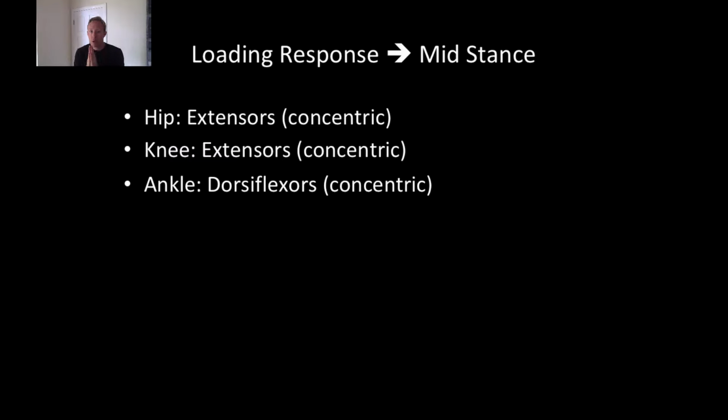So now we're going to move from loading response to mid stance. Remember, mid stance is where the body is in a straight alignment and we're on one leg. So to go from loading response to mid stance, we've got to sort of vault our body forward. What's going to happen is our glutes, our hip extensors are going to contract concentrically. Our knee extensors, our quads are going to contract concentrically. And our ankle dorsiflexors are going to contract concentrically. All of those muscles are contracting and shortening to help pull us forward. Our glutes are going to contract and pull our hip into extension. Our quads are going to contract and pull our knee into extension. And our dorsiflexors are going to contract concentrically to pull our tibia forward into more ankle dorsiflexion.